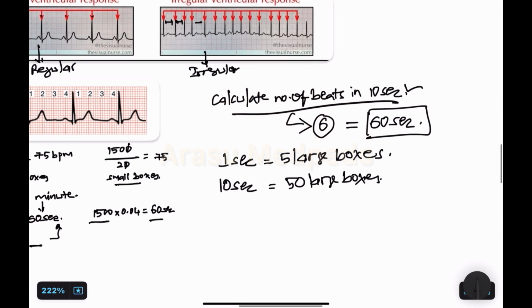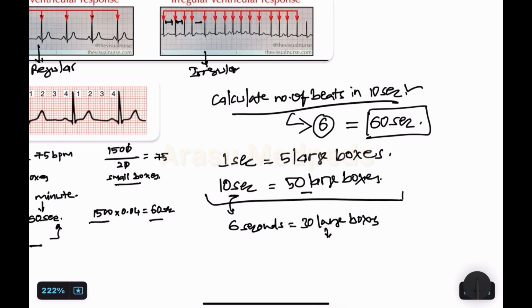What some people will do is they will simplify it further. For example, instead of 50 large boxes accounting 10 seconds, they will do it in reverse. That is, they will calculate the number of beats just for 6 seconds. So it will be how much? 1 second is 5 large boxes. 6 seconds will be 30 large boxes.